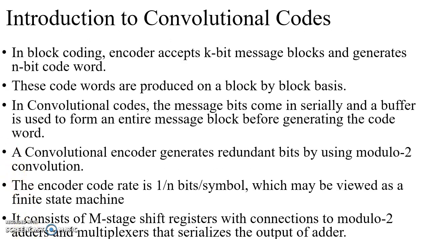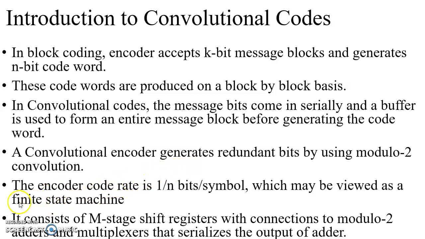The introduction. In block coding, we had seen that k-bit message blocks generate n-bit code words, and the messages are produced on a block by block basis. Whereas in convolutional codes, the message bits come in serially and a buffer is used to produce the code word. The convolutional encoder generates redundant bits by using mod 2 convolution. The encoder code rate is 1 by n bits per symbol and it is viewed as a finite state machine.